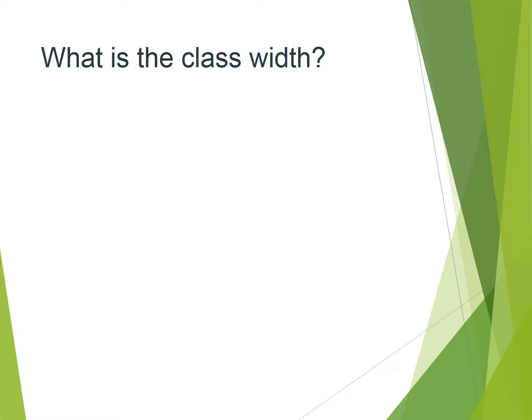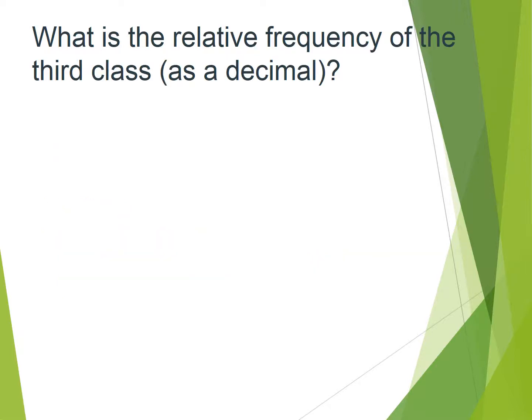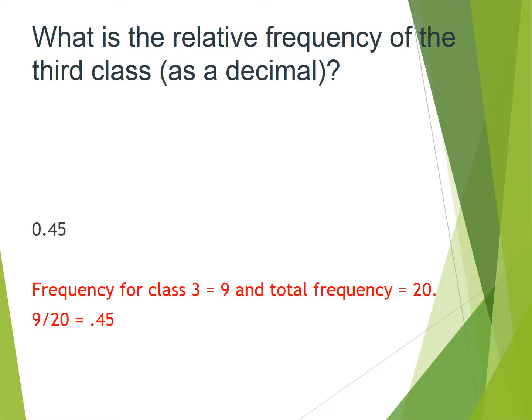I just showed you a minute ago, so what do you think the class width for this frequency distribution is? That's right, it's 4, because 64 minus 60 is 4. What's the relative frequency of the third class represented as a decimal? When you look at the third class, you're going to take the frequency from class 3 divided by the total. In this case, the frequency for class 3 was 9. There were 20 values in our sample, so 9 divided by 20 is 0.45.